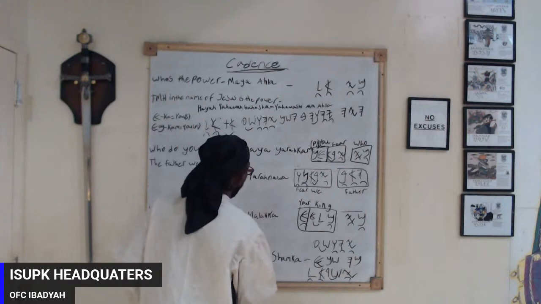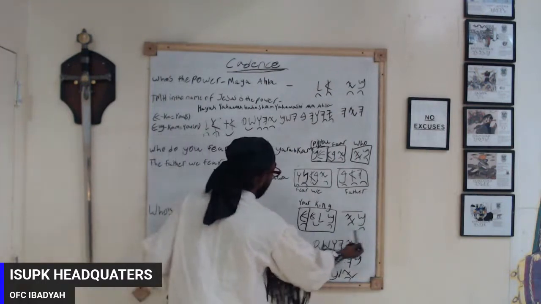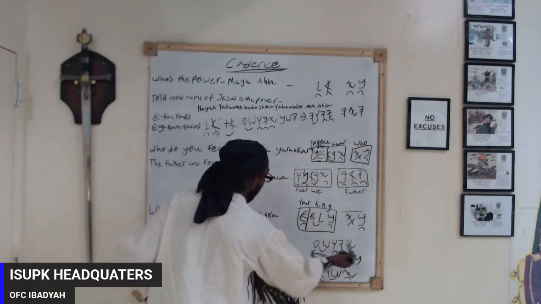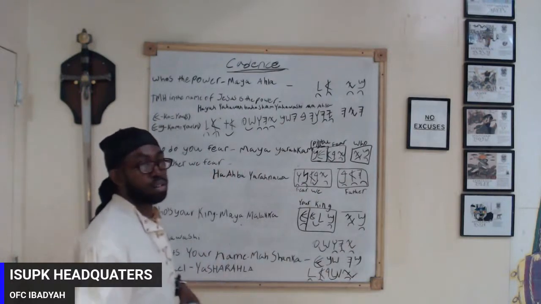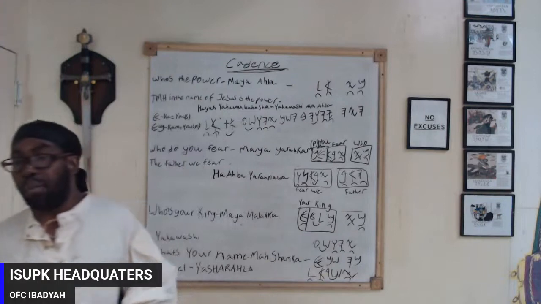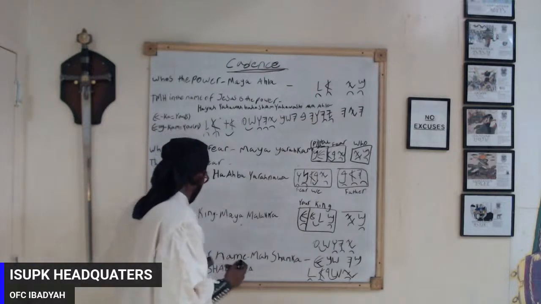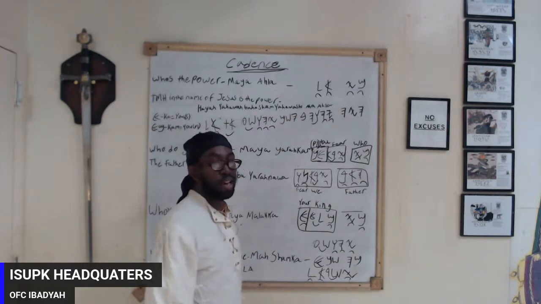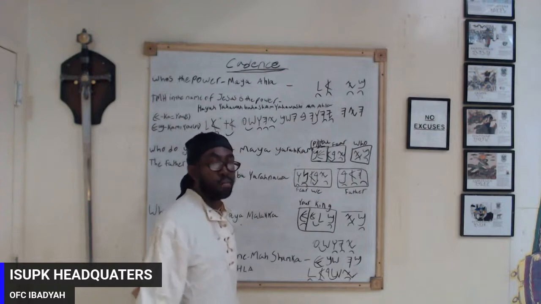Who's your king? Maya Malaka. Maya Malaka. Yahushua. Maya Malaka. Yahushua. Maya Yahushua. Who Yahushua? What's your name? Mashamka. Ma Yashrala.